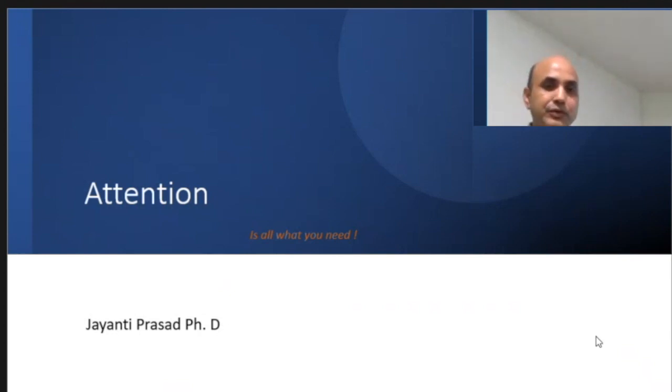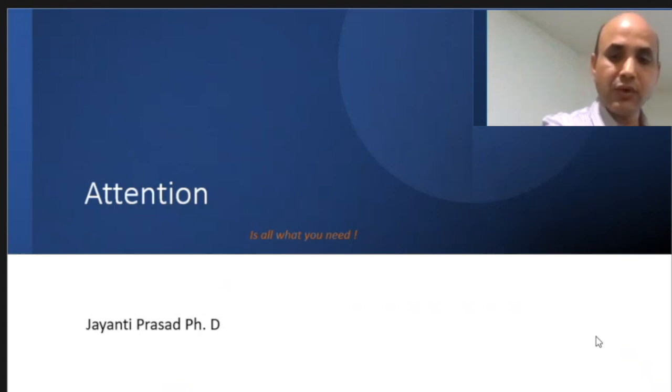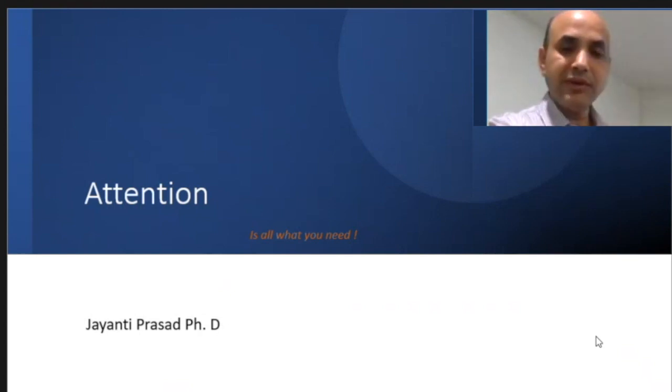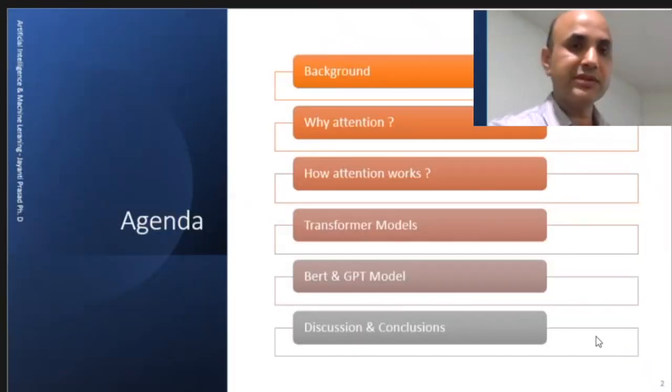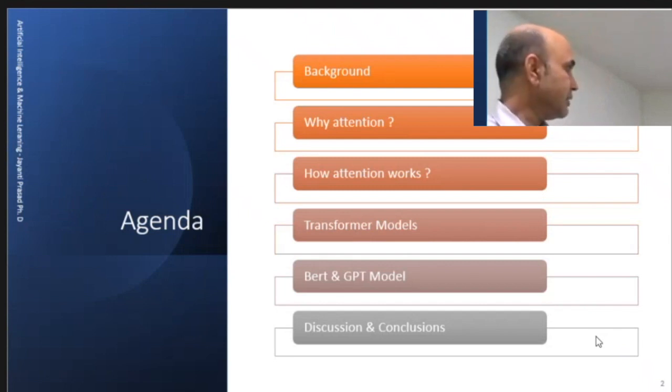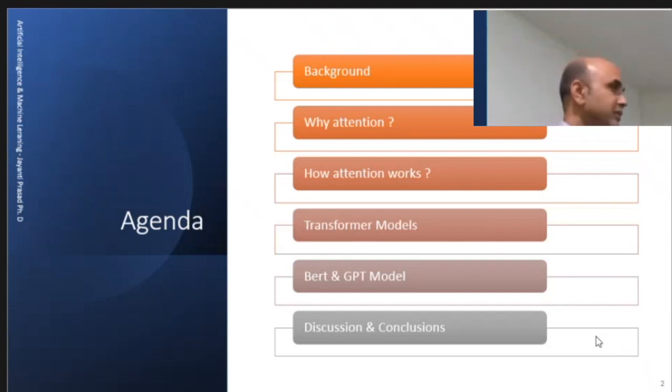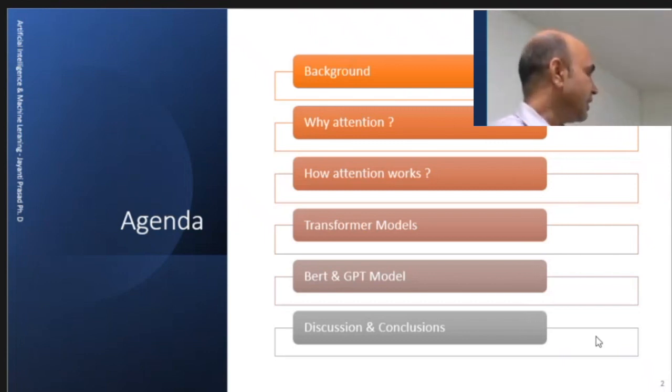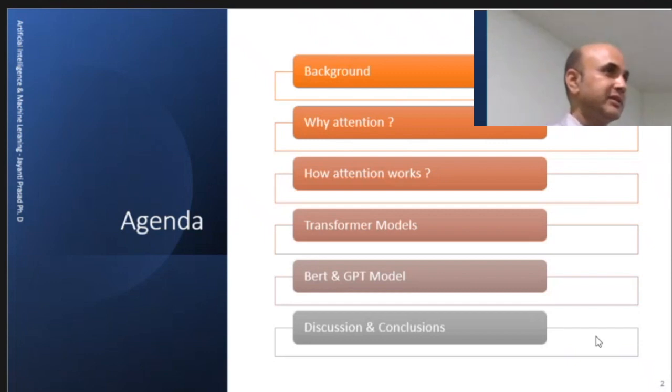The agenda of today's session will be attention. Before I talk about attention, let me recap two things which we discussed in last sessions. Particularly, I will give some background. I will cover some points which I explained in last session, and then will motivate the case for attention. That is, why we need attention.